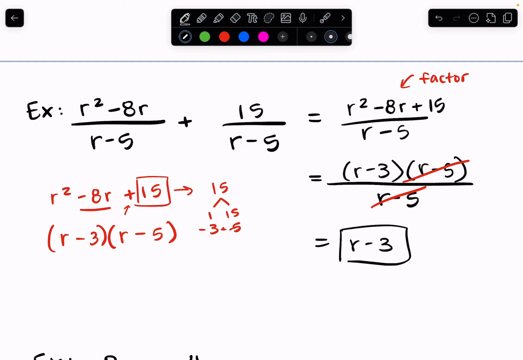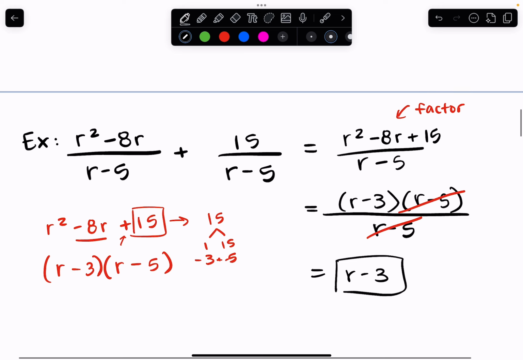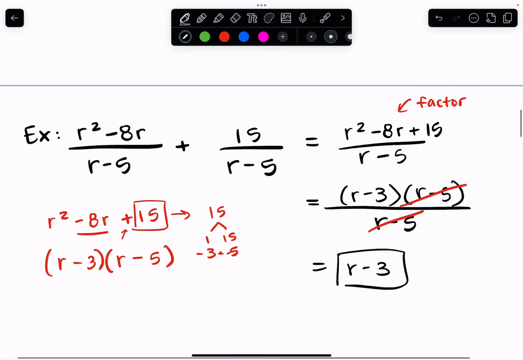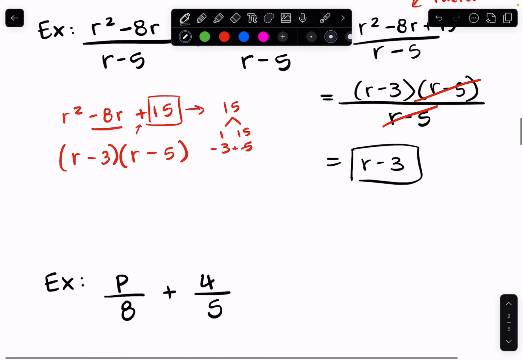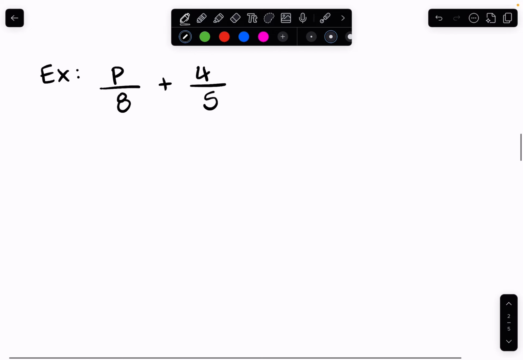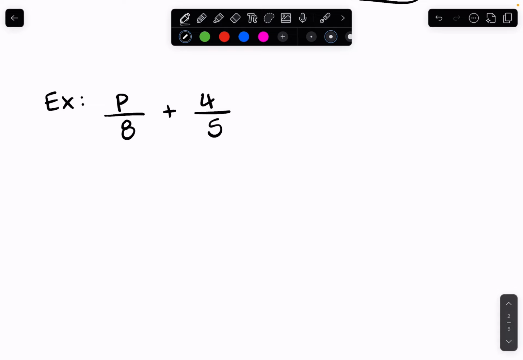All right, so again, we did not have to find the LCD for this example as well because the denominators were the same. All right, let's see if we have another example. All right, look at this one. So we have p over 8 plus 4 over 5. So right off the bat, I can see that my 8 and 5, they're not the same thing. So your denominators are not the same.